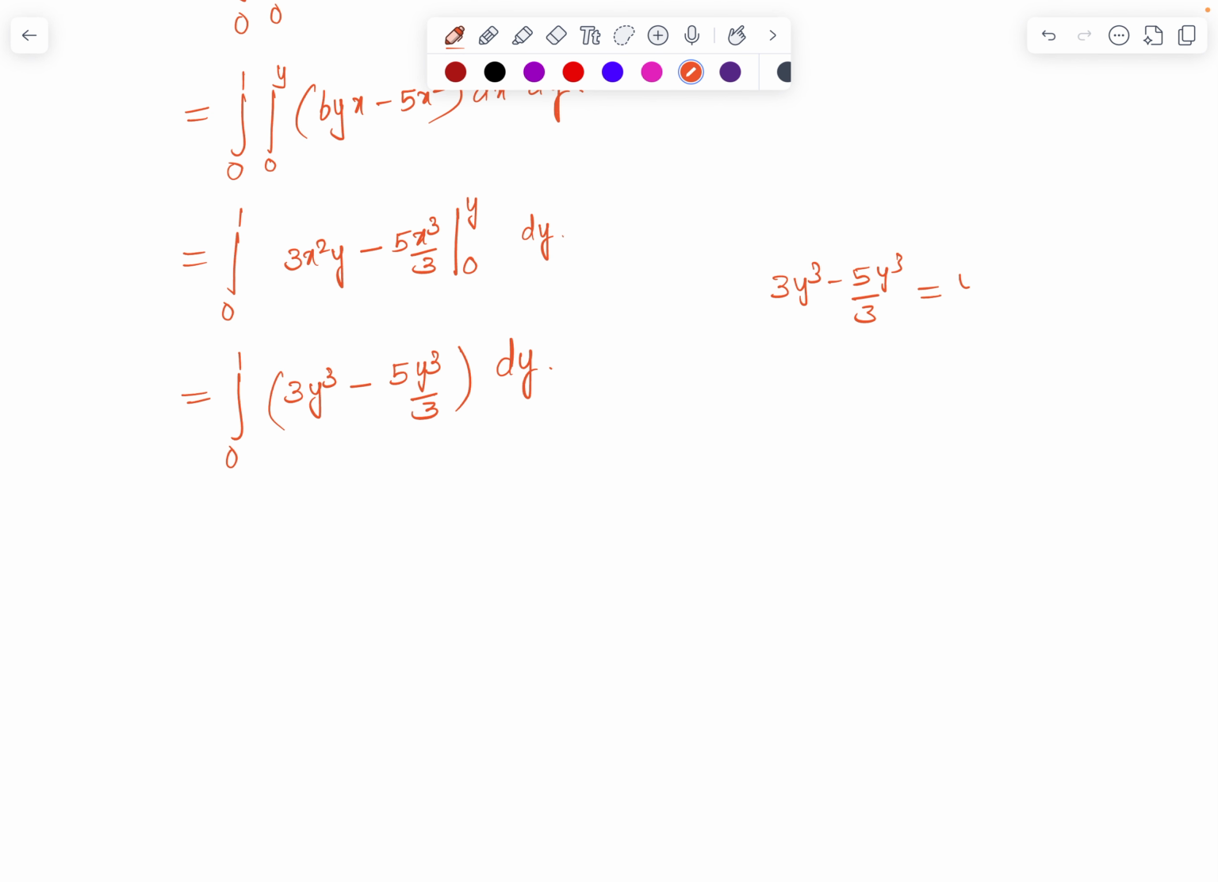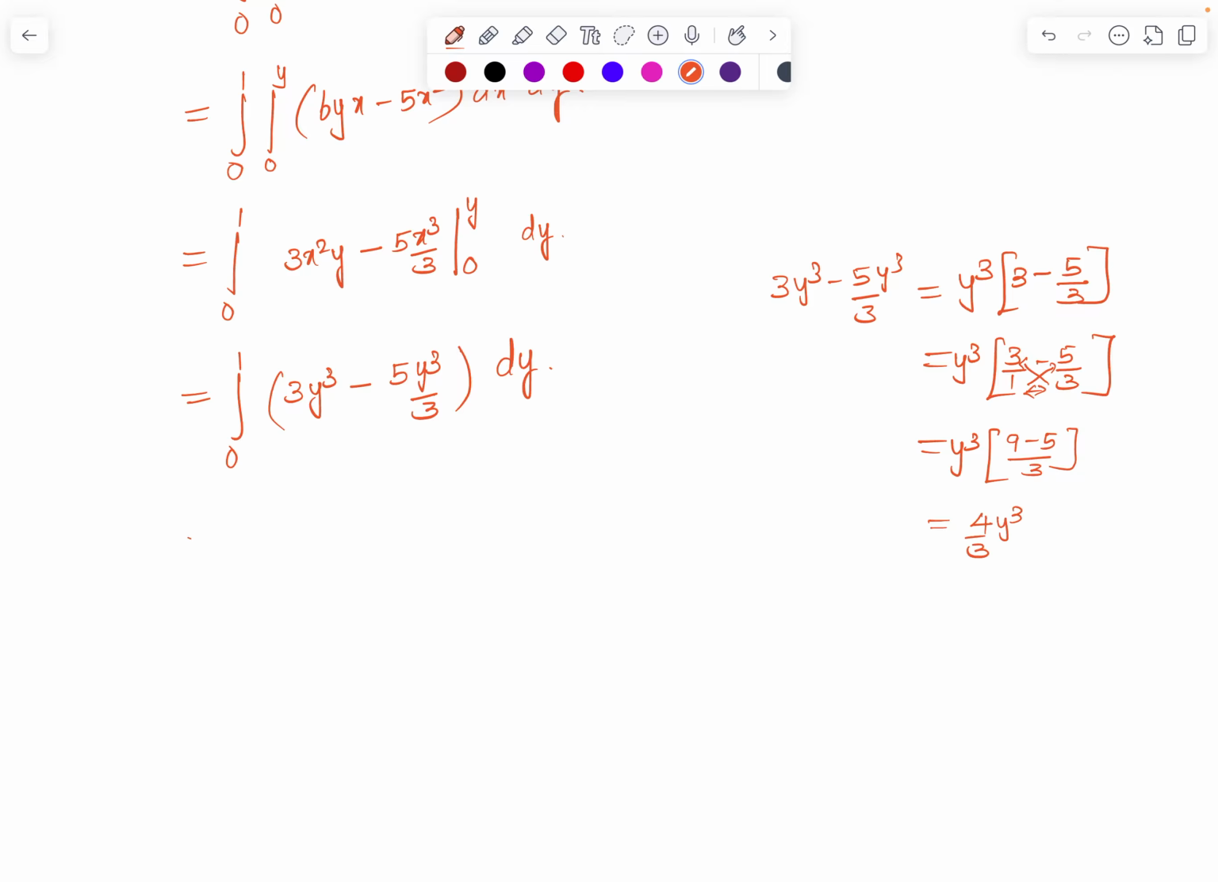So take y cube outside. What is the remaining? 3 minus 5 by 3. So it is y cube, 3 is 3 by 1, minus 5 by 3. For your understanding, I can simplify that. I write in this way. So it is y cube, 3 multiply 3, 9, 9 minus 5 divided by 3. So what do you get? It is 4y cube by 3.